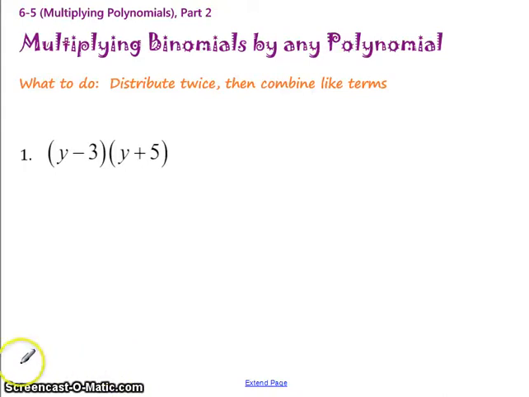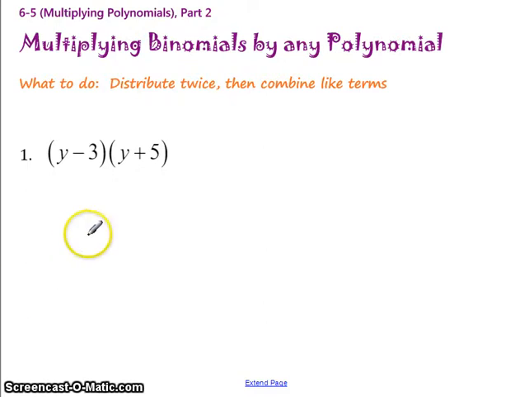So far in this section 6.5 on multiplying polynomials, you have multiplied monomials together, one term times one term. You've multiplied monomials times any polynomial using the distributive property with your exponent rules. And now in part 2 of section 6.5, we are going to multiply binomials by other polynomials.